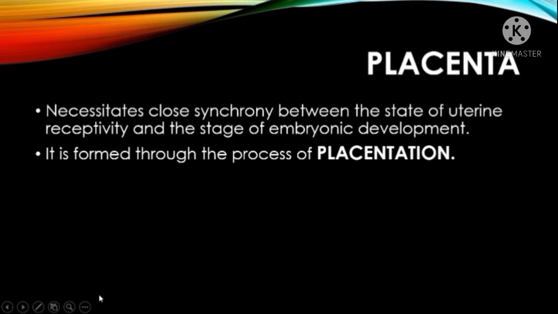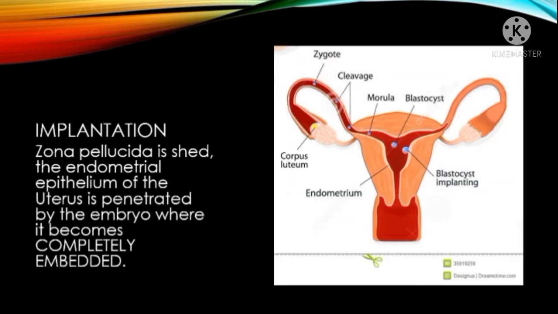The job of the placenta is to necessitate close synchrony between the state of uterine receptivity and the stage of embryonic development. Placenta is formed through the process of placentation. As we recall, in the prior reports, there is the mention of the zona pellucida shedding. And the moment that the zona pellucida is shed, the endometrial epithelium of the uterus is penetrated by the embryo and where it becomes completely embedded. And this is called implantation.